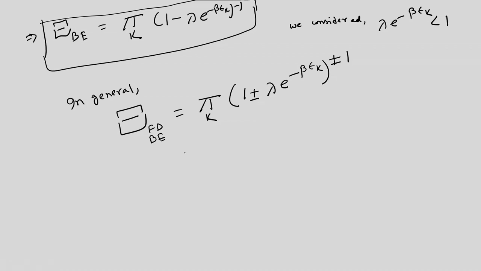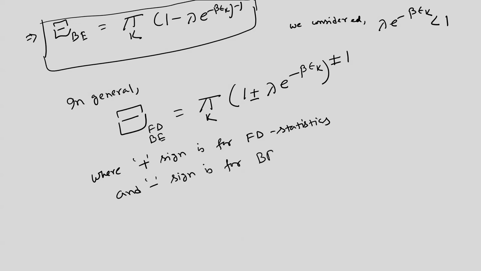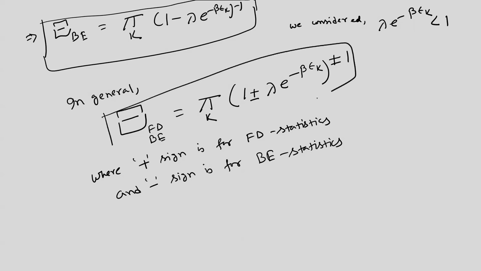So, in general we can write theta_FD,BE is the product over k of 1 plus or minus lambda e to the minus beta epsilon_k, to the power plus or minus 1, where the plus sign is for FD statistics and the minus sign is for BE statistics. Okay. So, we have got the partition function or distribution function for FD and BE statistics.